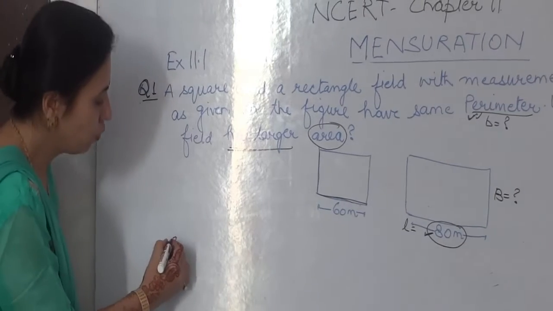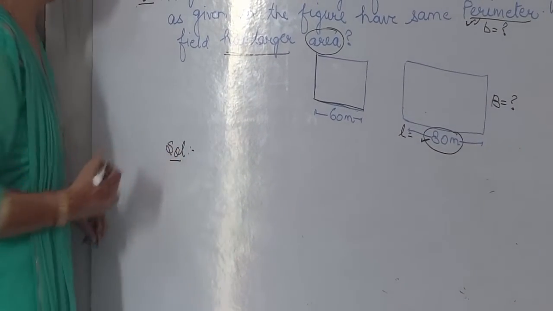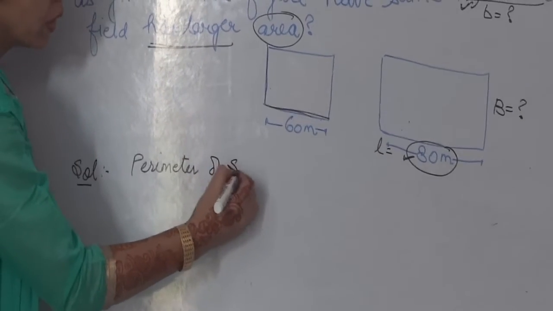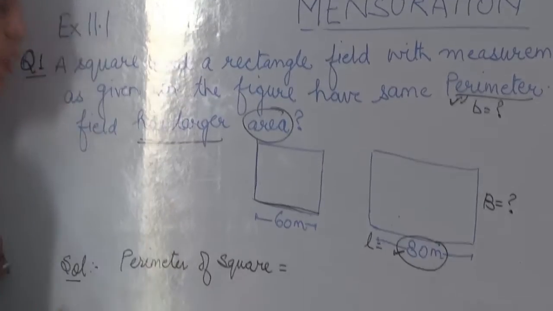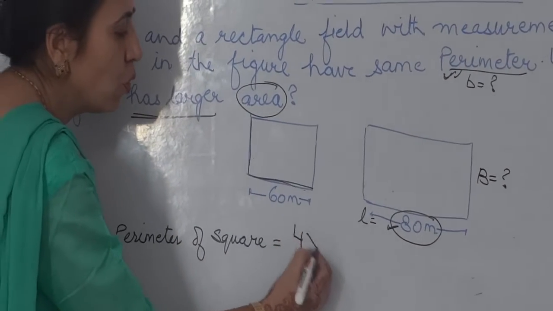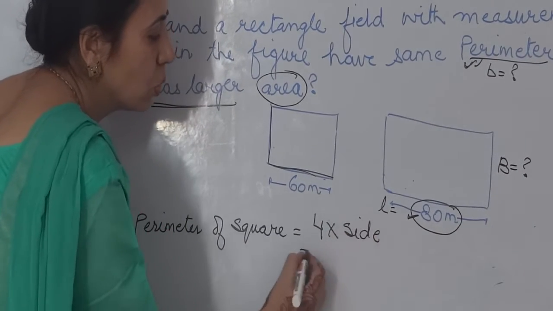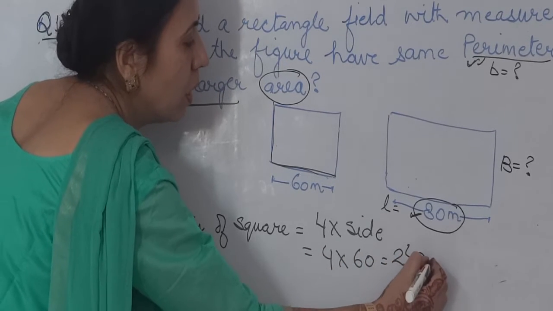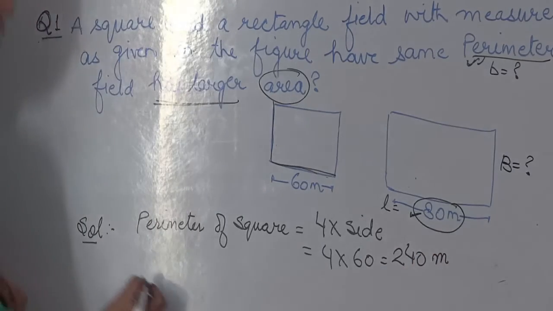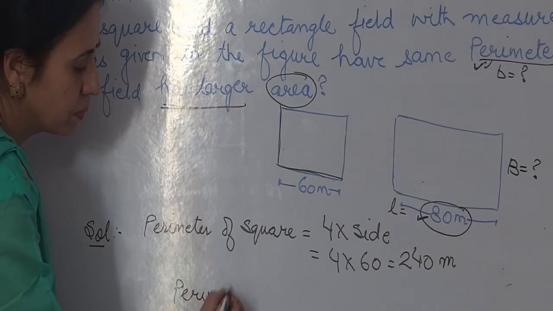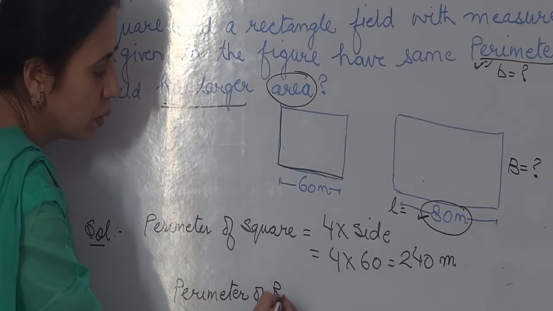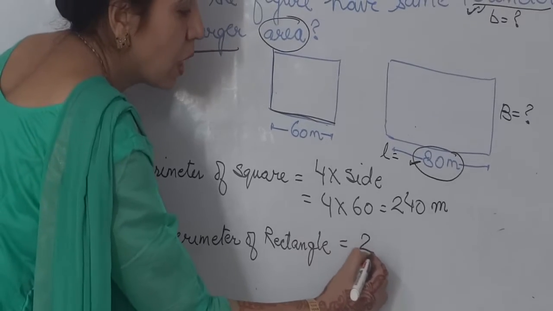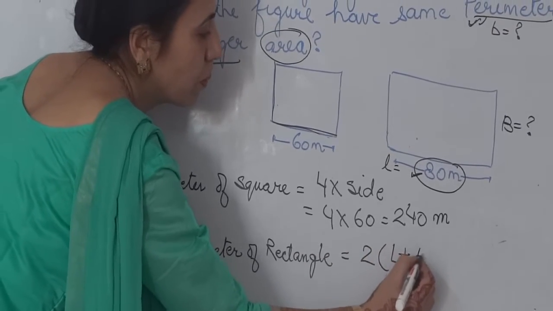So let's begin. First thing, while writing the solution, we write down perimeter of square. What's the formula for perimeter for the square? I taught you earlier. It is 4 multiply side. So this is 4 multiply 60, that is 240 meters. Now we write down perimeter of rectangle. The formula is 2 times length plus breadth.